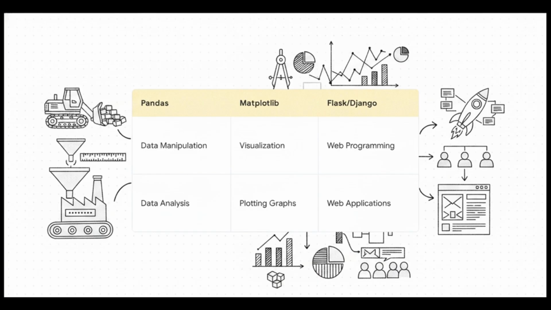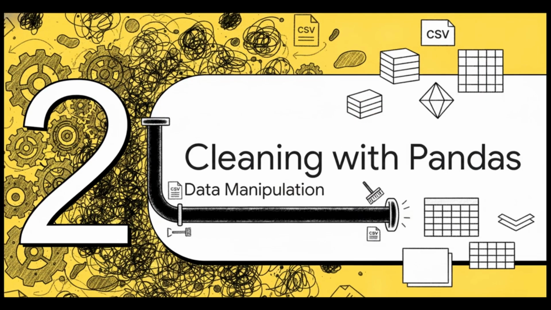Next is your design department, and that's Matplotlib. This is responsible for turning those structured numbers into visual insights. And finally, you've got your delivery mechanism, frameworks like Flask, Streamlit, or Django. These web programming environments are what put your finished product directly in front of an audience. Moving right along to part 2, cleaning data with Pandas.